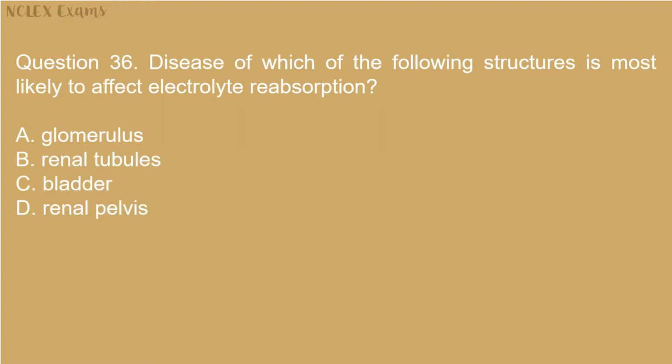Question 36. Disease of which of the following structures is most likely to affect electrolyte reabsorption? A. Glomerulus. B. Renal tubules. C. Bladder. D. Renal pelvis.